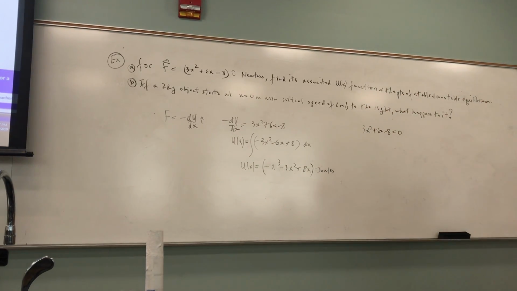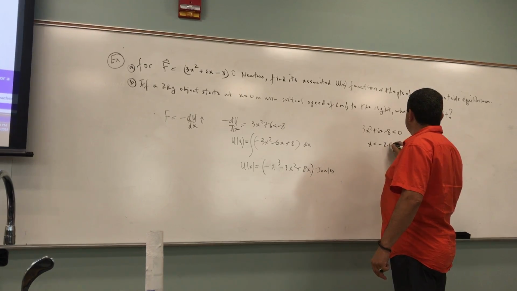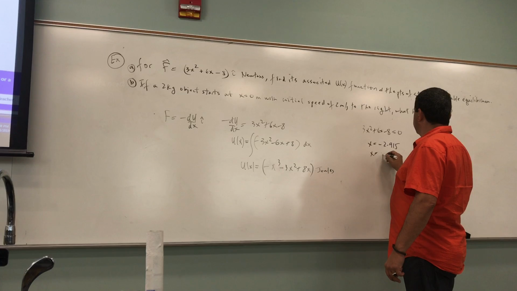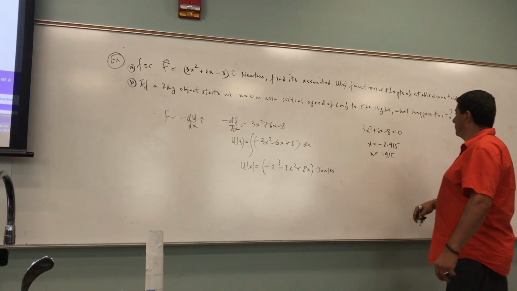I have negative 2.915 and positive 0.915. Negative 2.915 and positive 0.915. Oh, same? Yeah. Oh, okay.